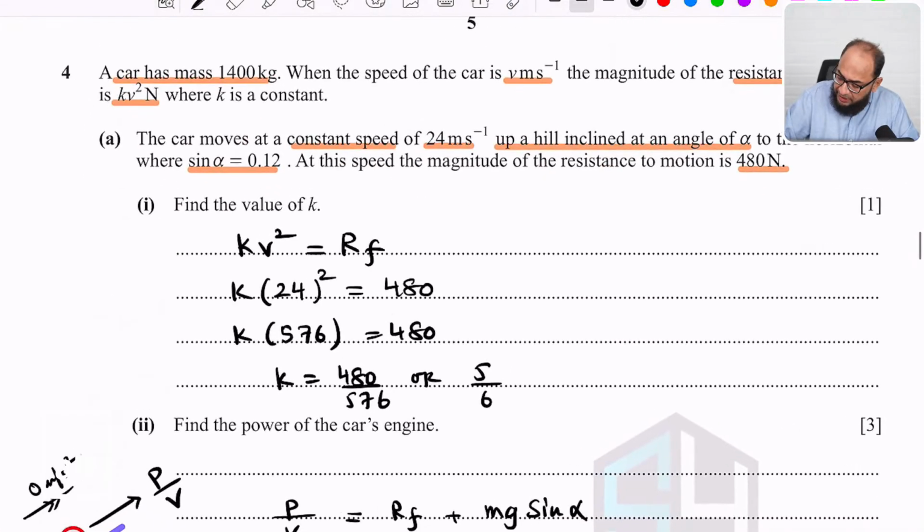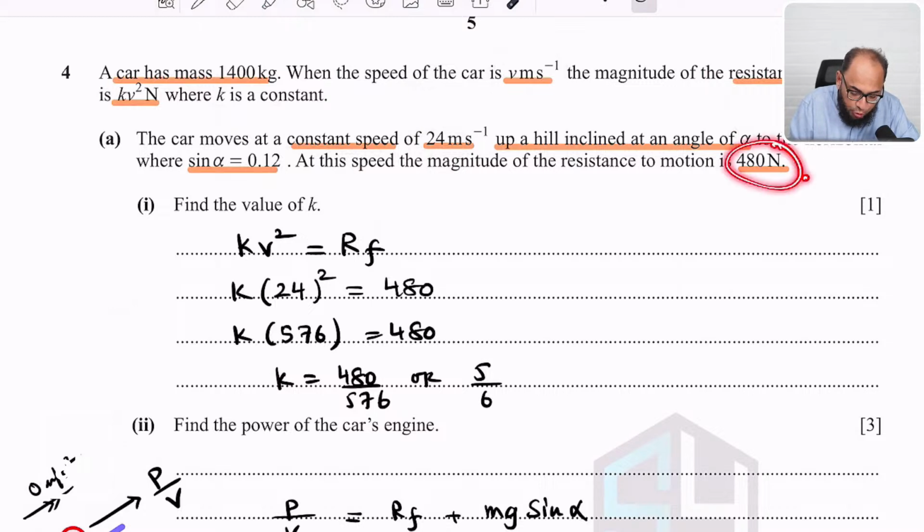Now question number 4, it says a car has a mass 1400 kg, and when the speed of the car is v meters per second, the magnitude of the resistance to motion is kv square, where k is a constant. The car moves at a constant speed of 24 meters per second up a hill at an angle of alpha to the horizontal, where sine alpha is 0.12. At this speed, the magnitude of the resistance is 480. Find the value of k.